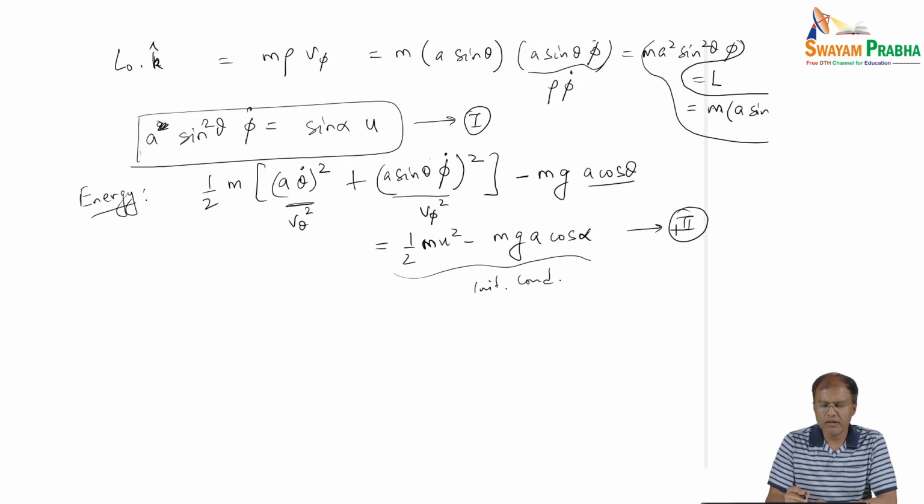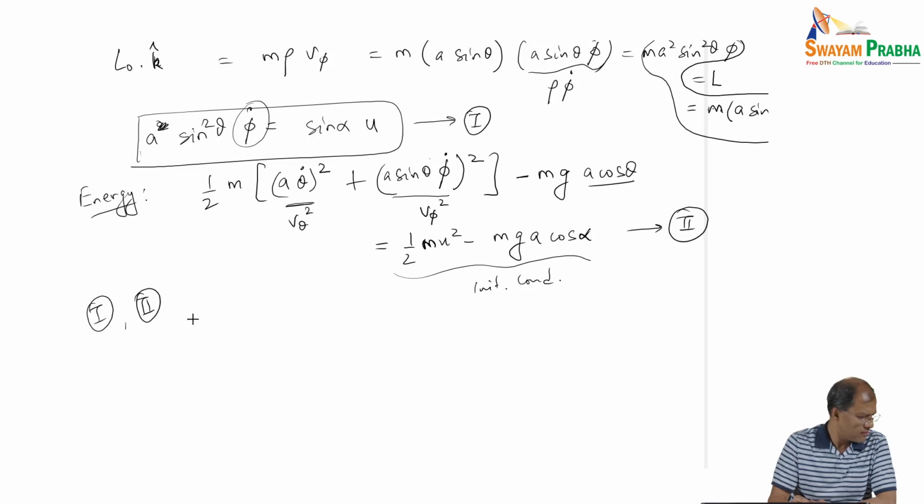Notice that we have 2 degrees of freedom, theta and phi, and we have 2 equations, so the system is now fully determined. Now we can solve equations 1 and 2. We have found both the conservation laws, and we can eliminate phi dot to arrive at the equation governed purely by theta.